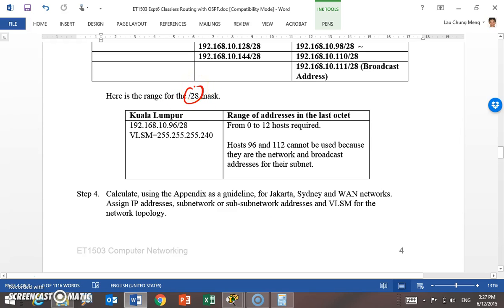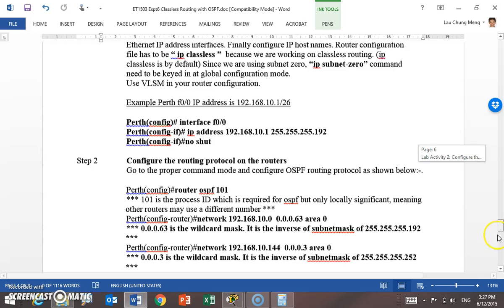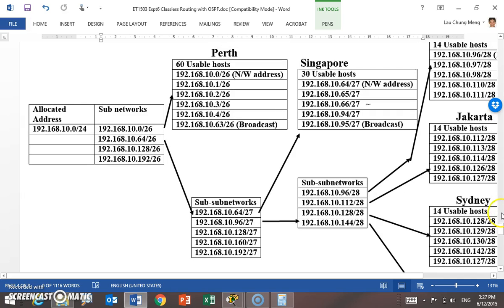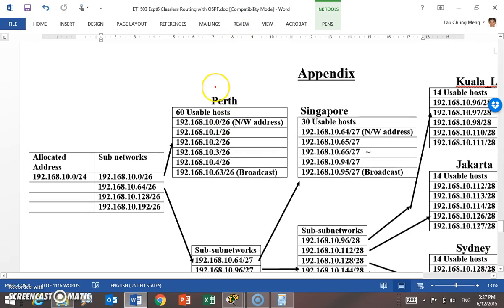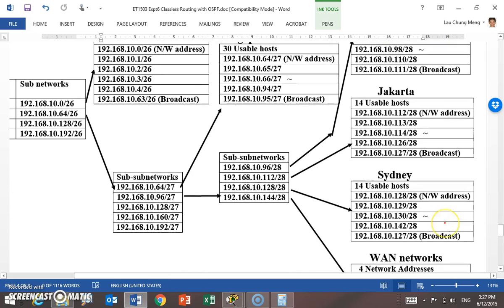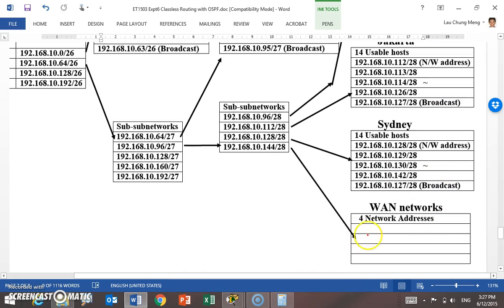This is how you do subnetting. If you do it properly and correctly, you should be able to get all the subnet addresses and the network masks according to Appendix A. The appendix gives you the subnets for Perth, Singapore, KL, Jakarta, and Sydney, plus 4 WAN addresses. If you're able to do your subnetting well, you should be able to get all these addresses.